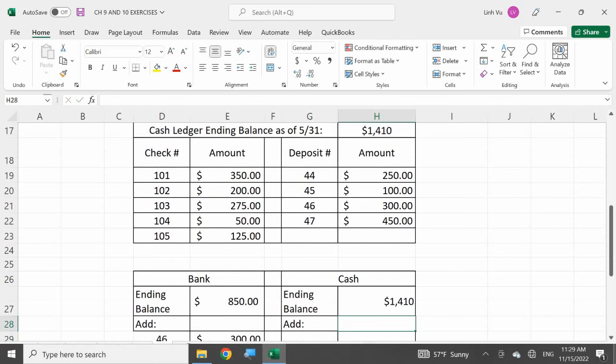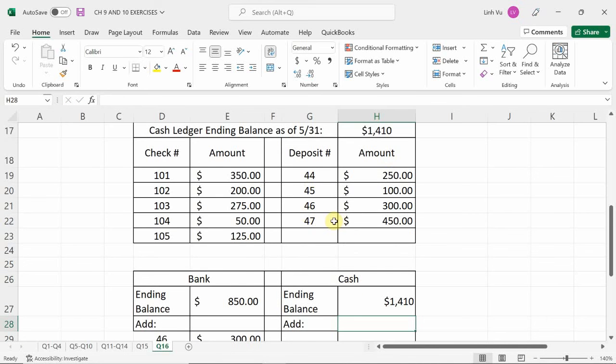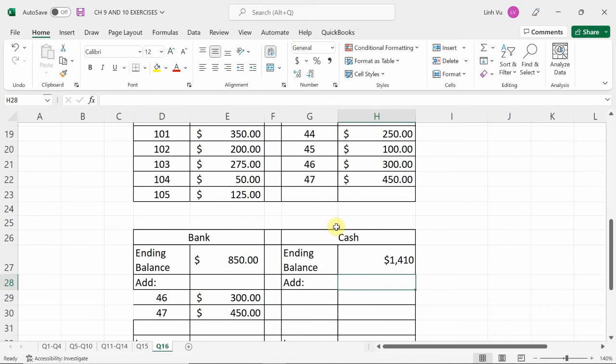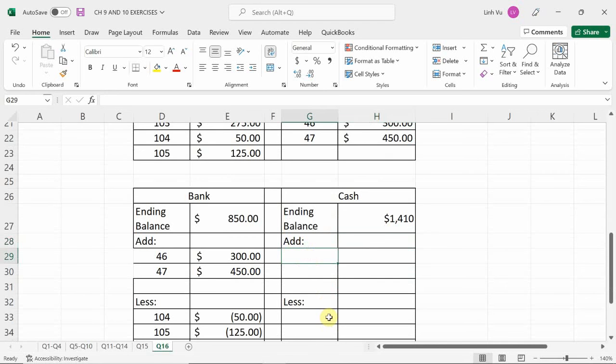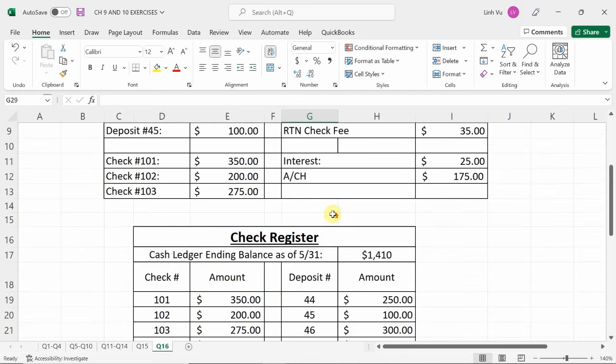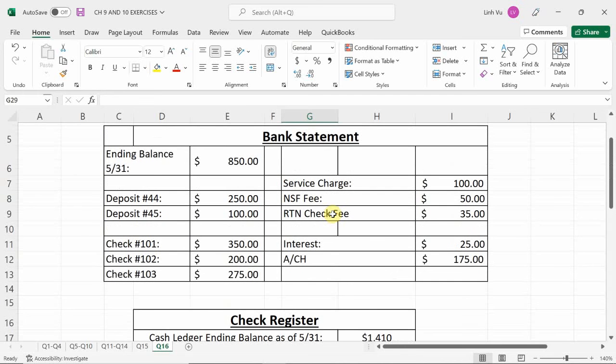So $1,410. Okay? Things that I will add to my cash are going to be any interest or anything that I've collected that's an auto clearinghouse, right? So let's take a look up here. I have interest collected, right, for $25, and I have an auto clearinghouse, which is $175.